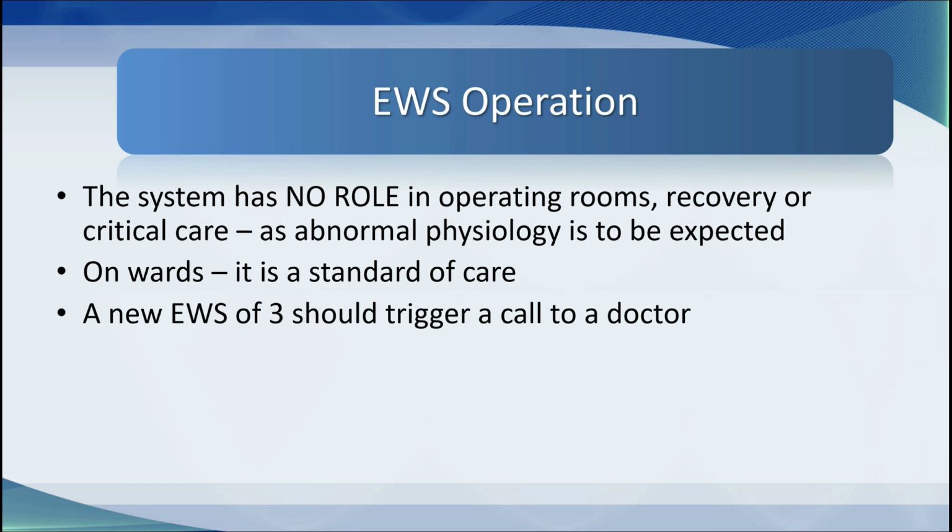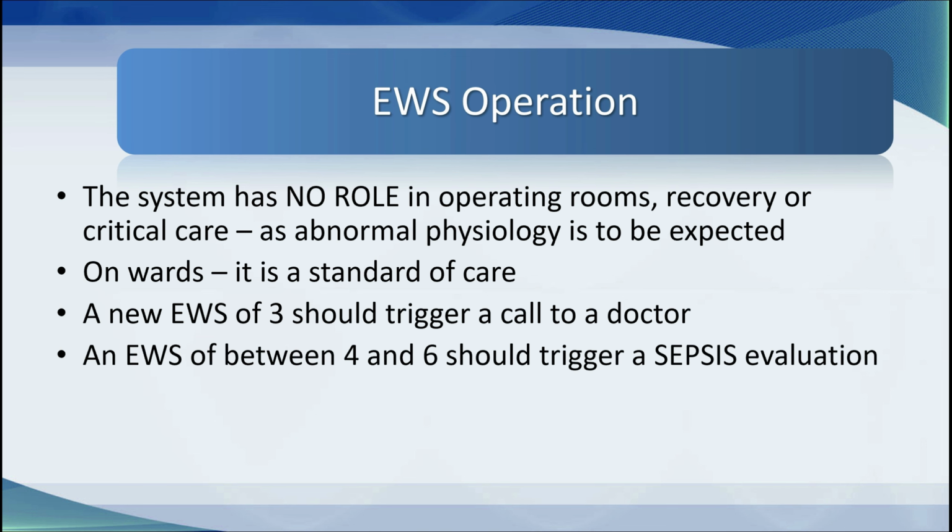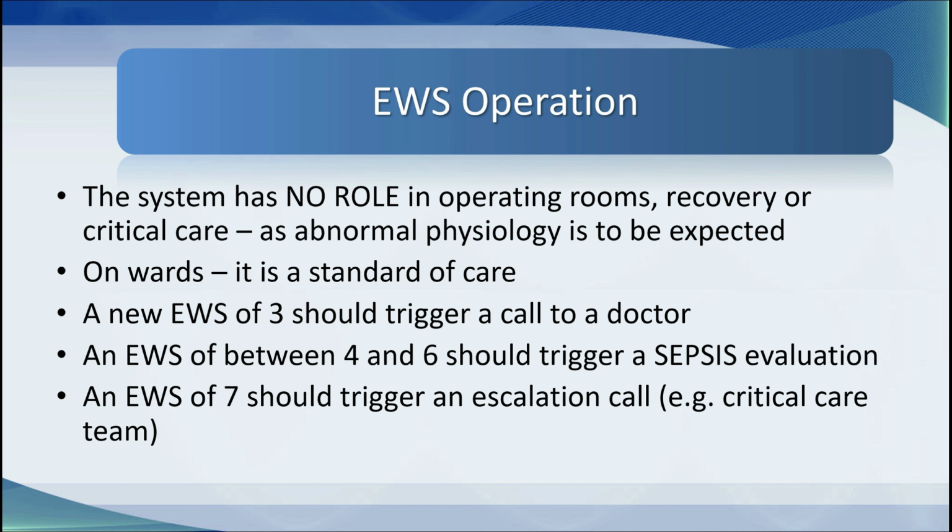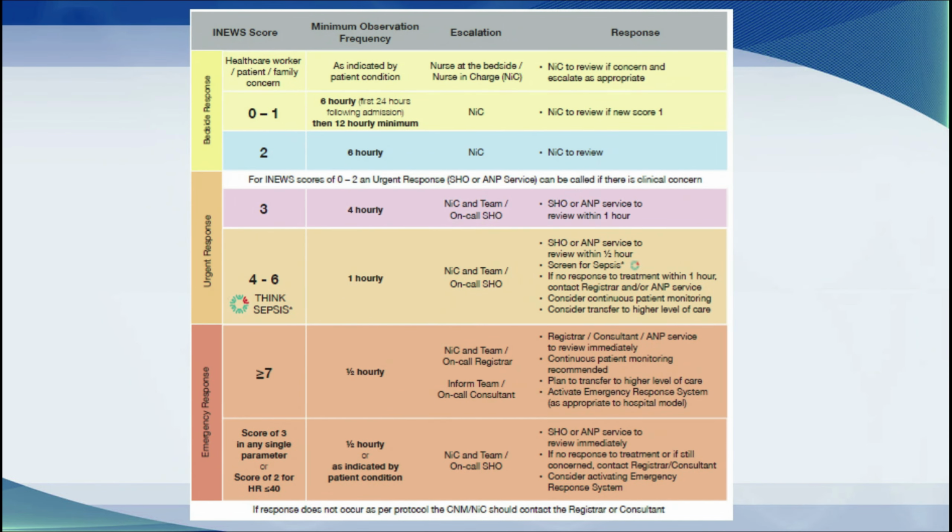A new early warning score of 3 should trigger a call to a doctor. An early warning score of between 4 and 6, for example 5, should trigger a sepsis evaluation. An early warning score of 7 should trigger an escalation call, for example, to the critical care team. And this is what it looks like on our early warning score chart. Remember, 4 to 6, think sepsis.